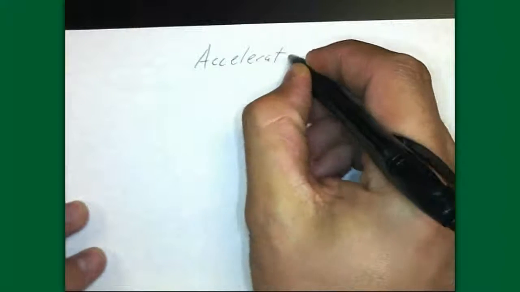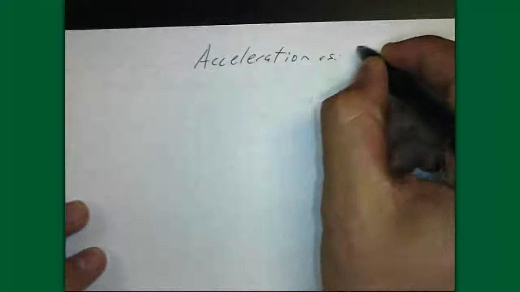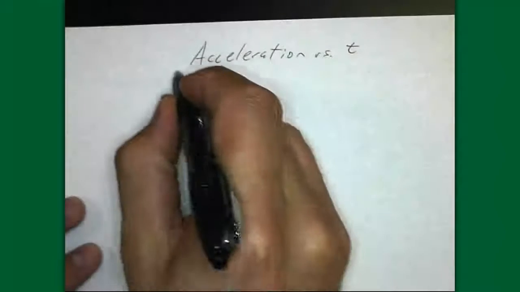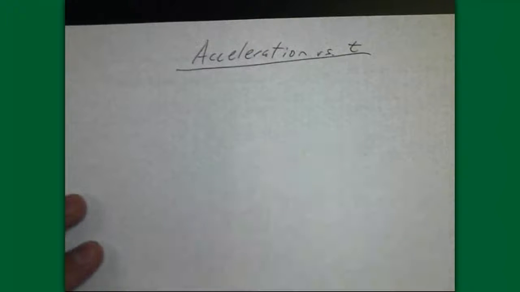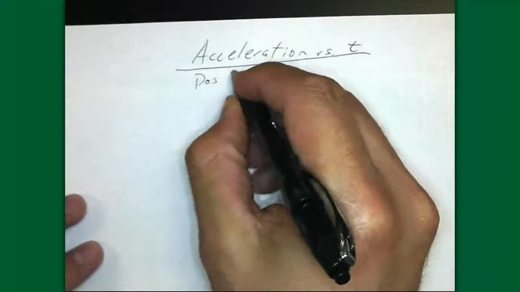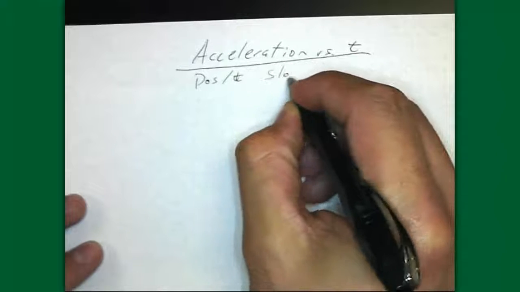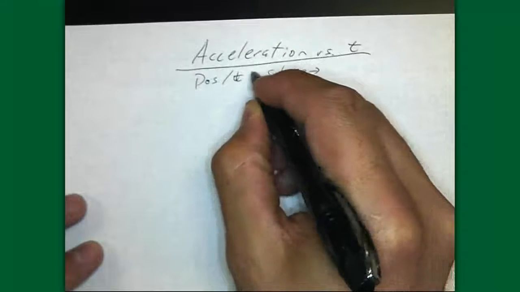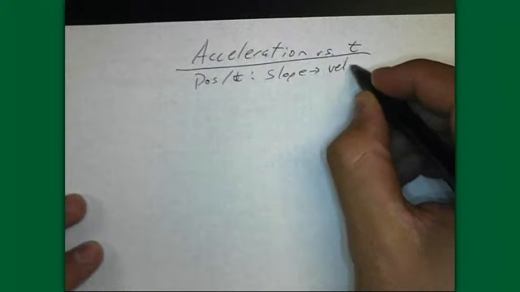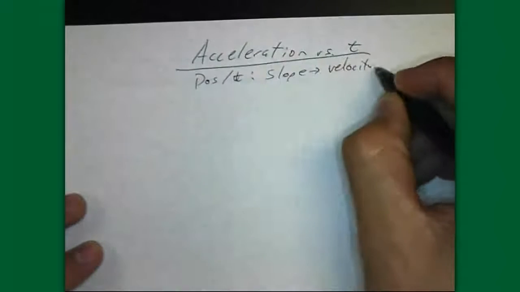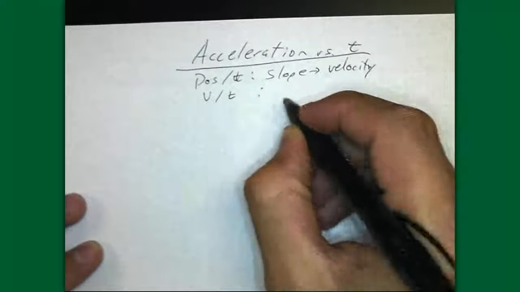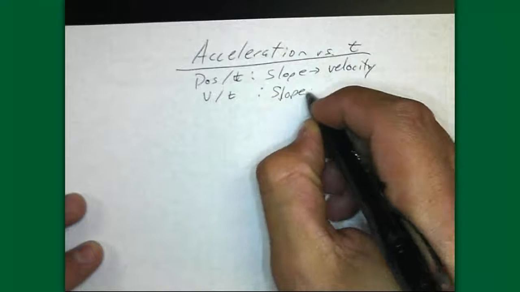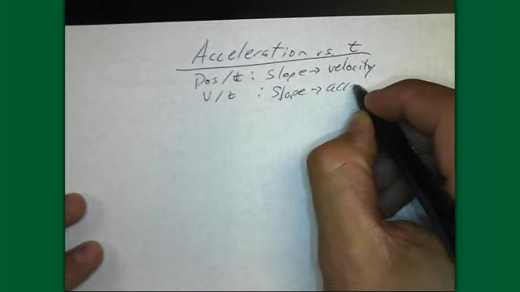In this video, I'm going to talk about acceleration versus time graphs. Acceleration versus time, and these are really simple, right? Really simple because when we had position versus time, slope represented velocity, and when we had velocity versus time, slope represented acceleration.